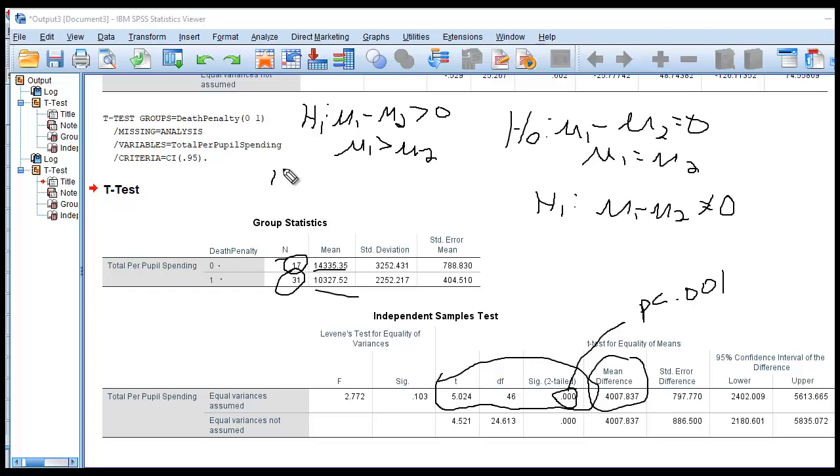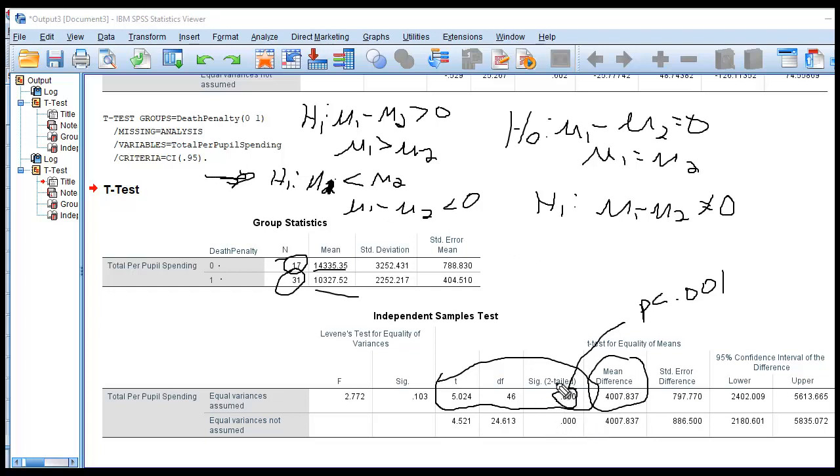If, on the other hand, my research hypothesis or alternative hypothesis had been in the opposite direction, let's say that I was hypothesizing that states without the death penalty would actually spend less on pupils than states with. Then I would say mu1 is less than mu2, or again, I could state it as mu1 minus mu2 is less than 0. If that were the case, we would see a mean difference that is actually contrary to the stated research or alternative hypothesis.